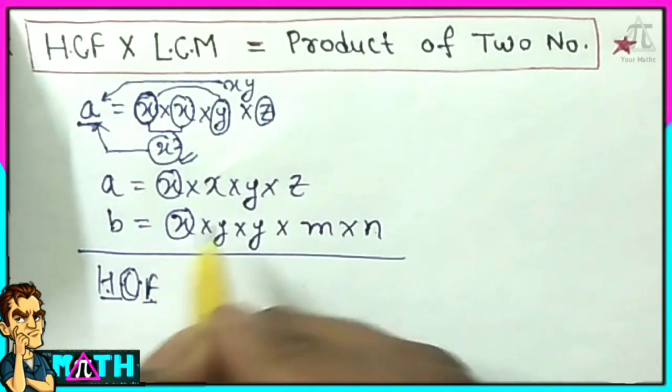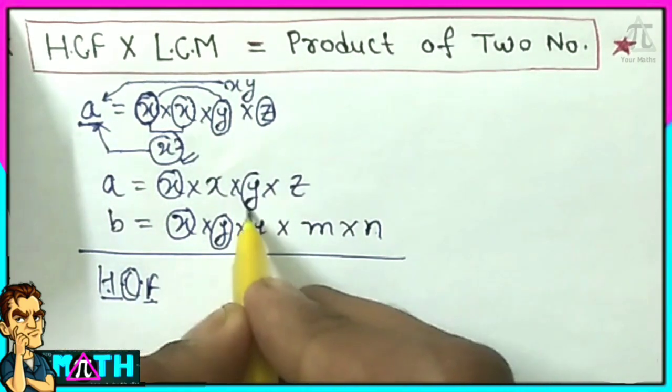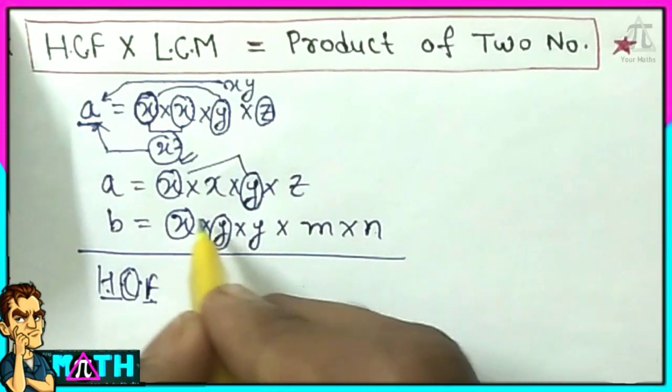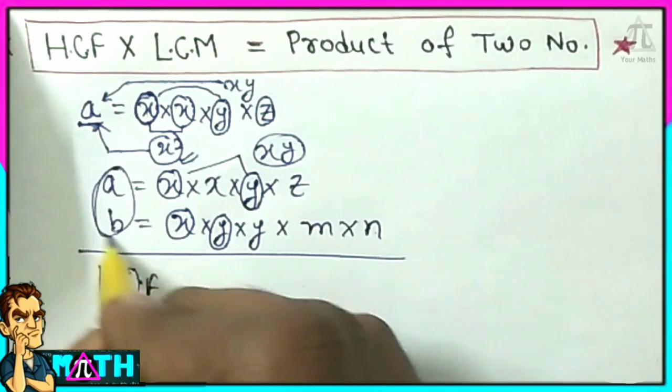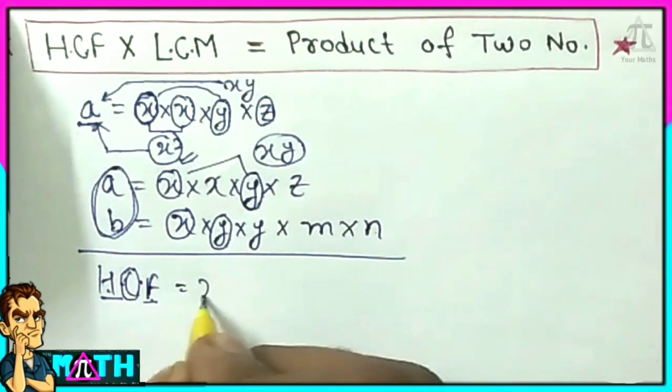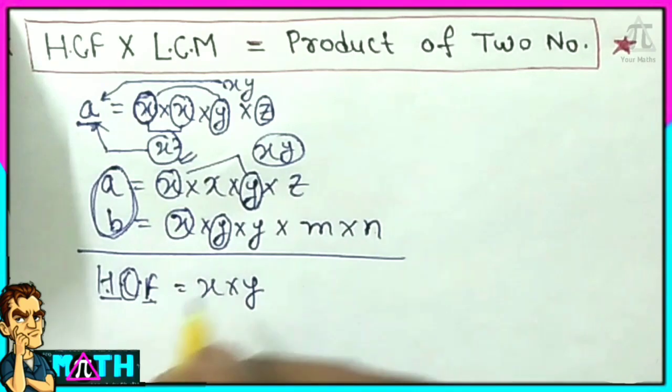So here first of all x is common, but I can't stop here. We have to multiply as many numbers as possible. So here y is also common, so we can write x into y is the HCF of a and b. As I have told you, two prime factors give a factor of any number. In common, it's the highest factor here.